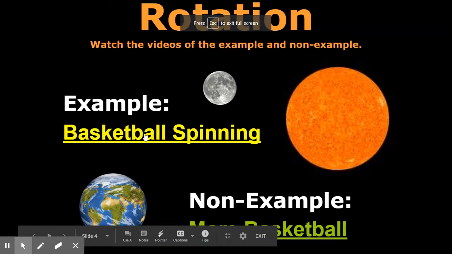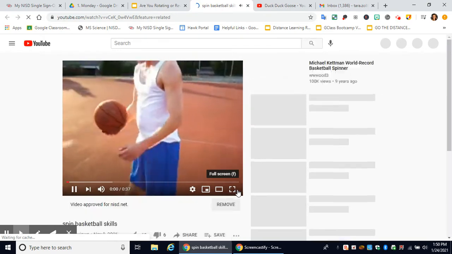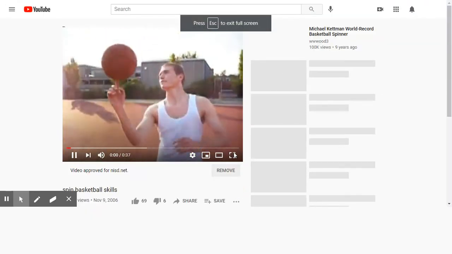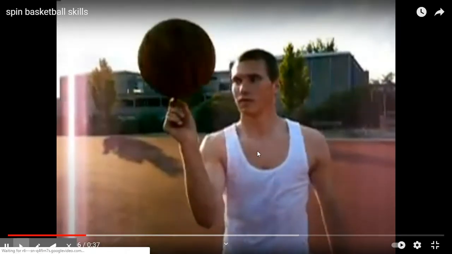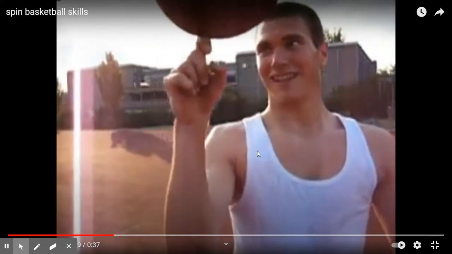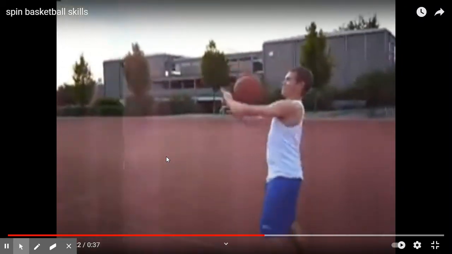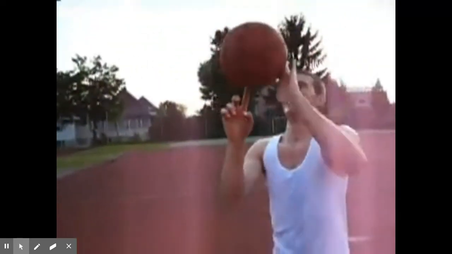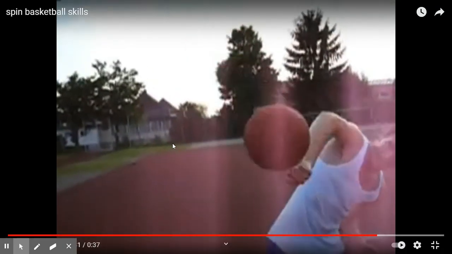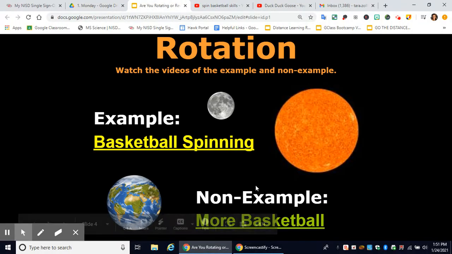Rotation. An example, a basketball spinning. The basketball is rotating. It's spinning. Rotating. A non-example.